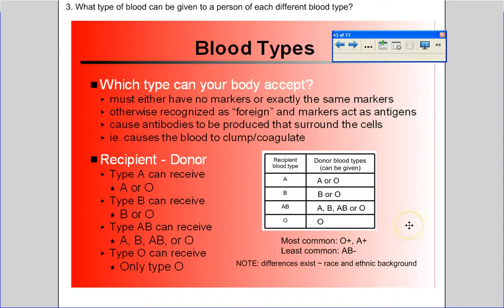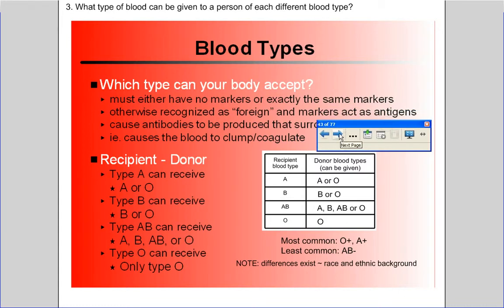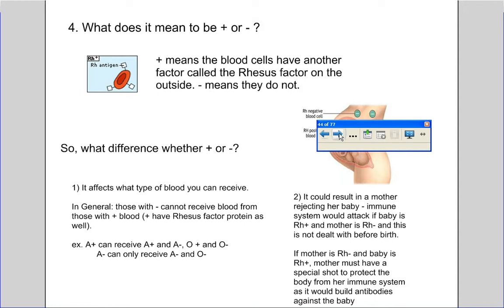What's the most common blood type? O positive and A positive are most common. Least common is AB negative. But there are differences according to race and ethnic background. So that's in general the most common and the rarest.